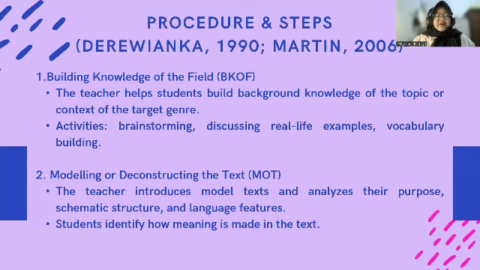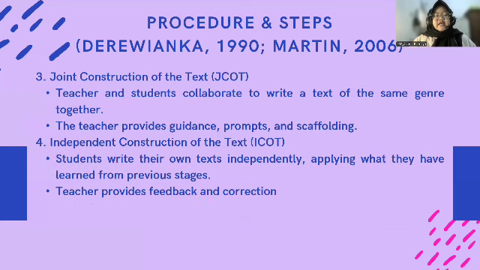The teacher introduces a model text and analyzes the purposes, schematic structures, and language features. And the third is the joint construction of the text. In this stage, the teacher collaborates with students to write a text of the genre that they choose together. And the fourth one is independent construction of the text. In this stage, the teacher allows students to write their own text independently, applying what they have learned during the building knowledge and the joint construction of the text.